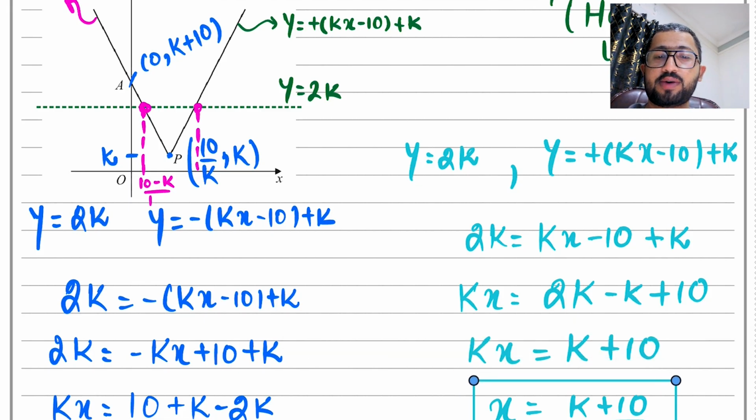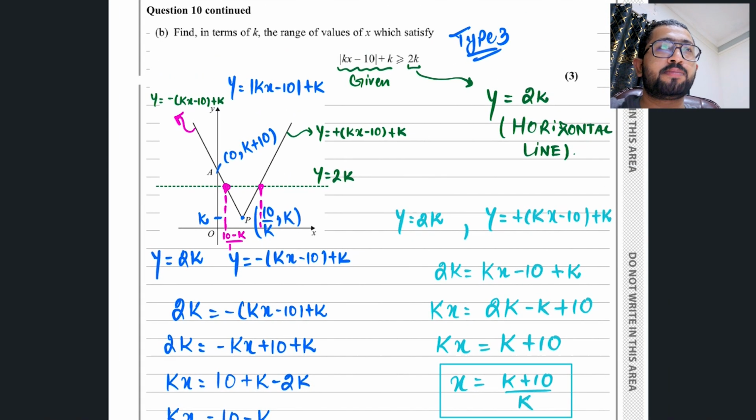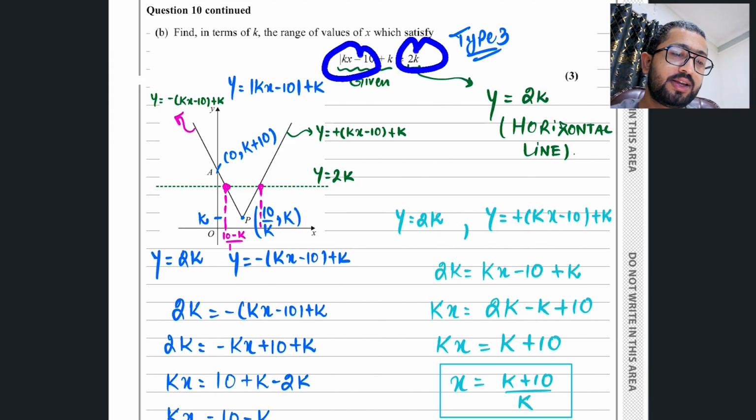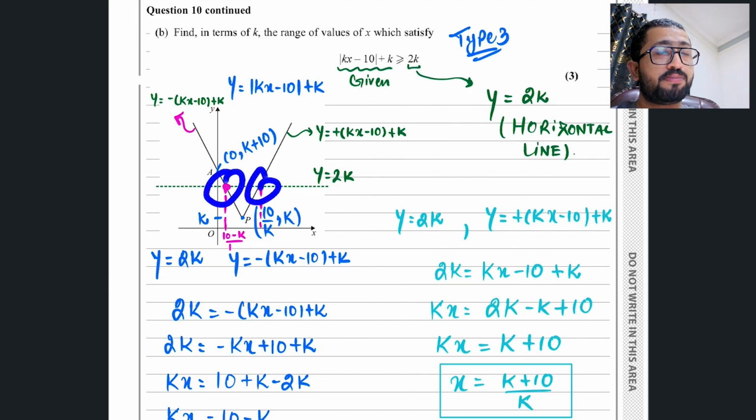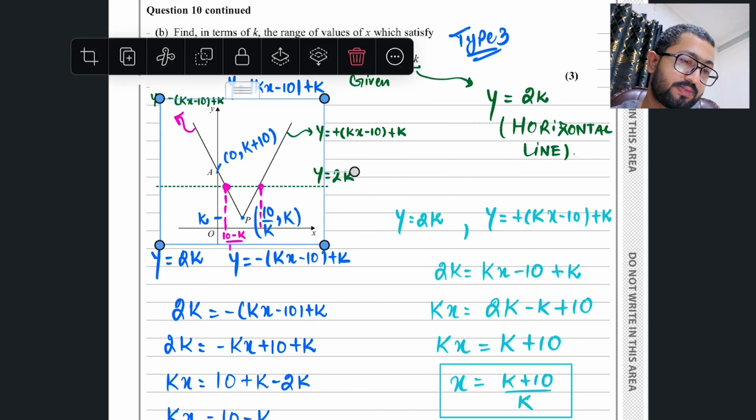So please remember, whenever you have a question with an inequality sign in a modulus function, always do it by using the graphical idea. Make the graph of both of them and find the points of intersection between both of them. Straightforward. So how to write the final answer, everyone knows.